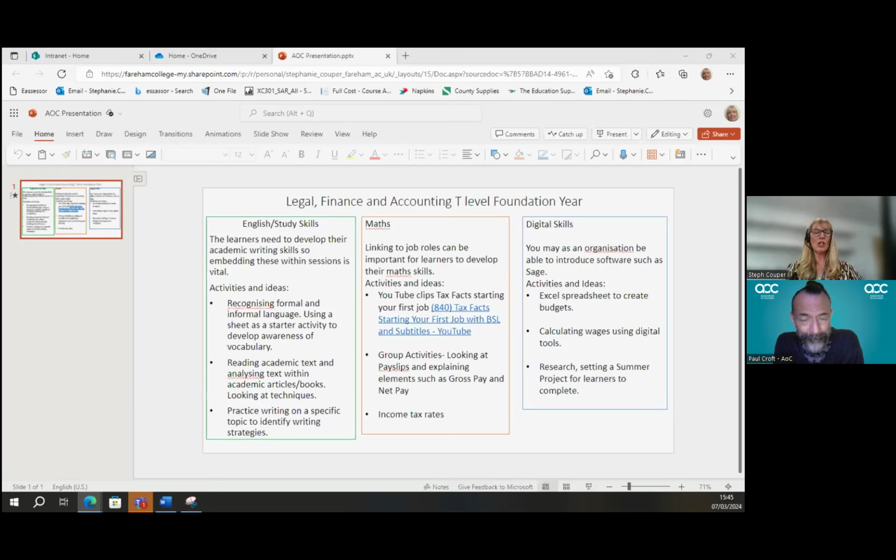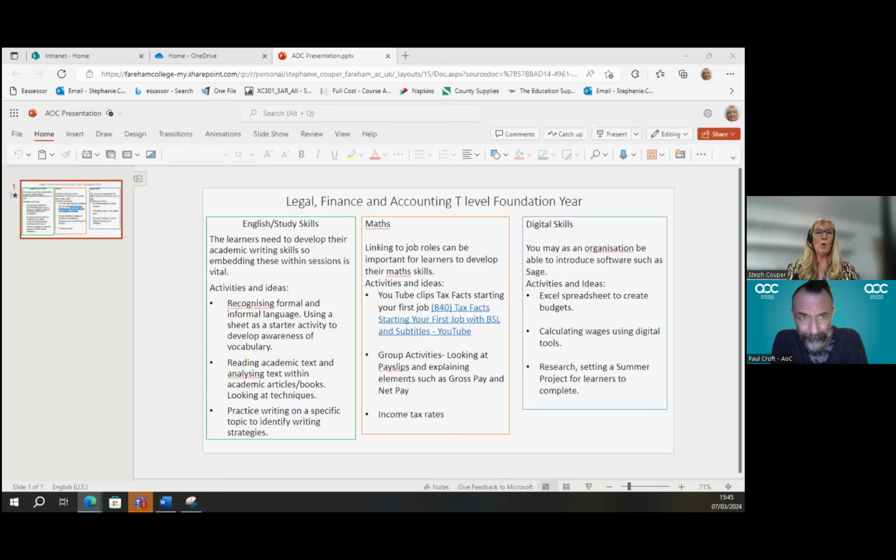Lots of students are going to be getting part-time jobs when they come into college. They might not be paying tax. Why aren't they paying tax? What are the thresholds? This type of thing can immediately contextualize the learning they're actually doing. So that's quite a nice way, either giving them a flipped learning task to look at the YouTube clips first, and then bring to the lesson what they've learned from it, and then doing further activities and building on that foundation of knowledge.